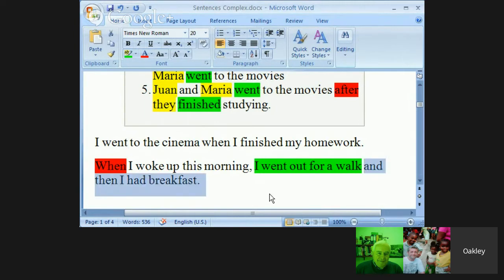Okay, now we've got this extra dangling thing here. I went out for a walk, and okay, now, all right. Now, if he had just said and had breakfast without a new subject, that would be something different, but he didn't. He insists on using and then.